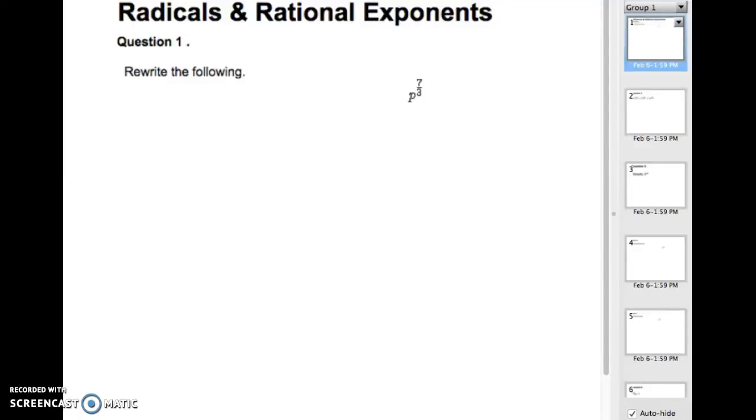Let's take a look at radical and rational exponents and get everything reviewed. The first problem asks us to rewrite p to the 7/3. Well, if we remember correctly, the number on the bottom gives us the index. So we're going to have the cube root of p, and then the number up top stays as the power, so to the 7th. And they didn't say simplify, the directions just said rewrite, so we are actually done with that problem.